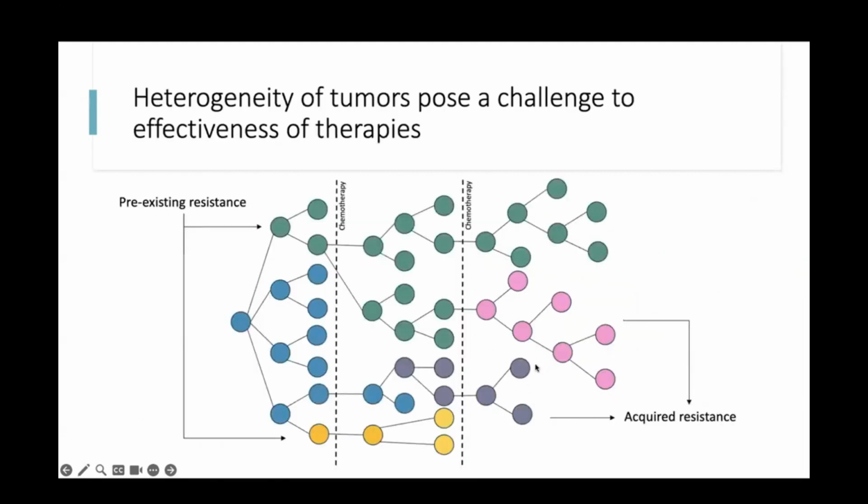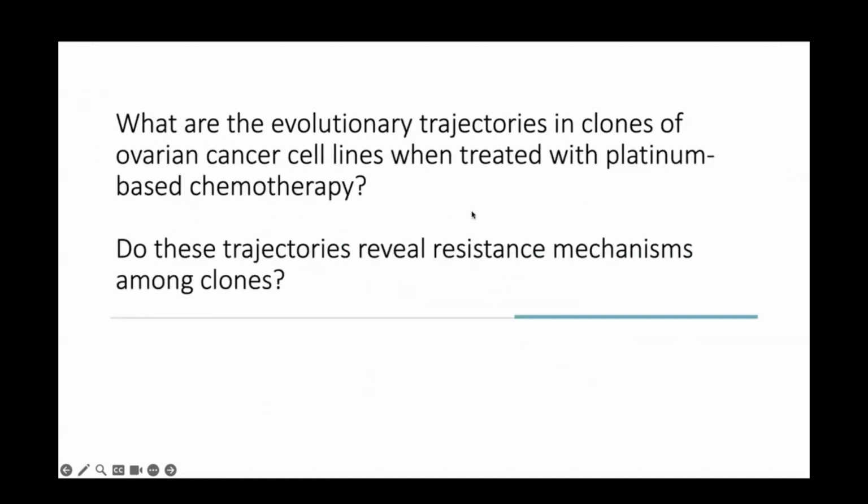And part of the reason for this is the heterogeneity of tumors. As a parent cell metastasizes into a tumor, it may acquire mutations along the way that give it acquired resistance, allowing it to survive several rounds of chemotherapy. Similarly, some clones might have pre-existing resistance, and this also allows them to be selected for and survive several rounds of chemotherapy. This leads to our question: what are the evolutionary trajectories in the clones of ovarian cancer cell lines when they're treated with platinum-based chemotherapy, and what do these trajectories reveal about resistance mechanisms among these clones?